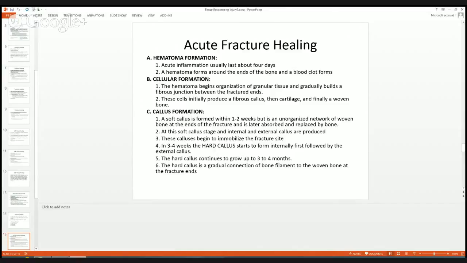Every time it got to where it sounds very painful. It sounds crazy. Callus formation. The soft callus is formed within 1 to 2 weeks, but in an unorganized network of woven bone at the ends of the fracture site, and later absorbed and replaced by bone. At this stage, the internal and external calluses are produced. These calluses are to immobilize the fracture site. Then at months 3 and 4, hard callus starts to form. Hard callus continues to grow from months 3 to 4. And then the hard callus gradually connects to the bone filament and is woven into the bone and fracture ends.